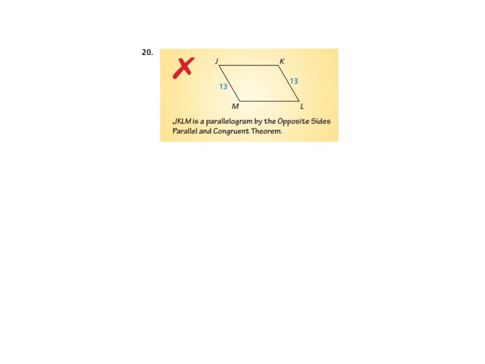Number 20, they assumed opposite sides are congruent and they're parallel. Well, that's definitely congruent, but there's nothing to say that it's parallel. So not enough information. They may be parallel. It may be a parallelogram, but there's not enough information to prove it. And that is the end of your homework.